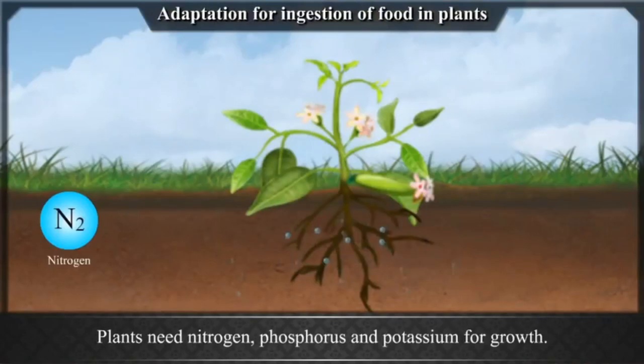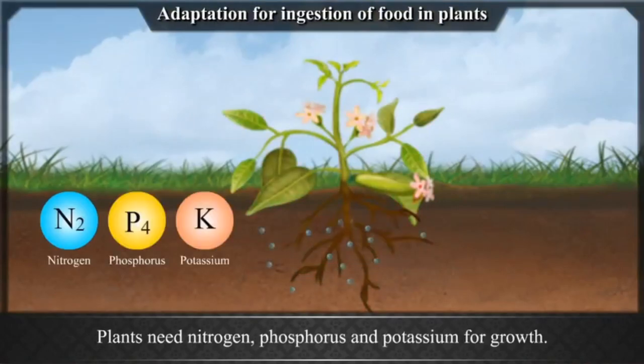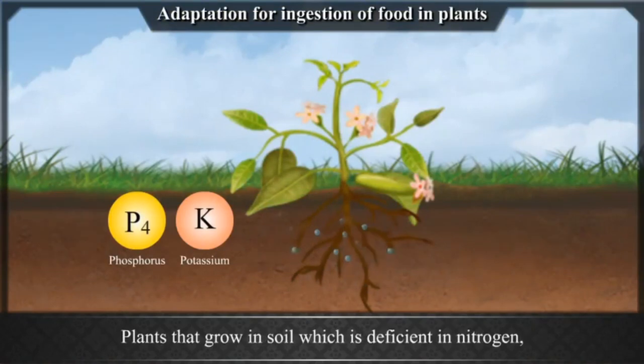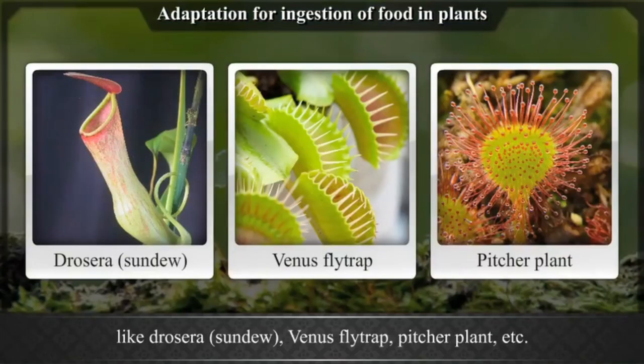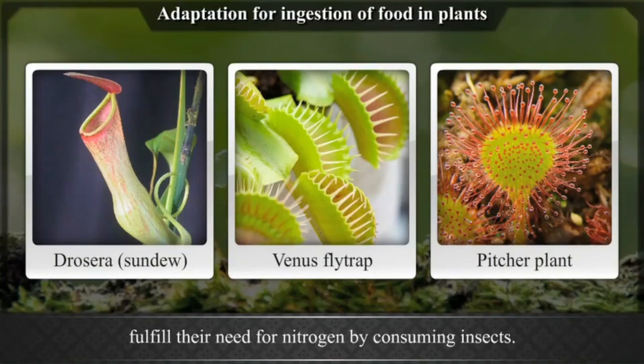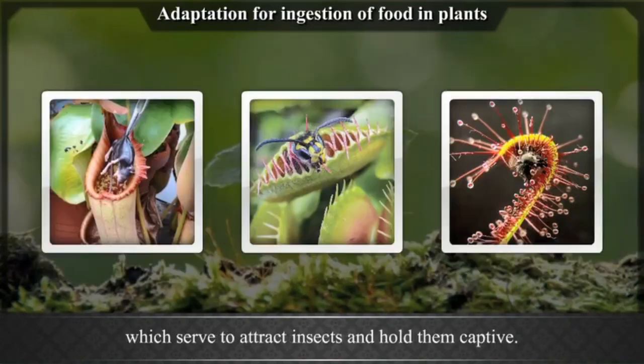Plants need nitrogen, phosphorus, and potassium for growth. Plants that grow in soil which is deficient in nitrogen, like Drosera or sundew, Venus flytrap, pitcher plant, etc., fulfill their need for nitrogen by consuming insects. Adaptations are seen in these plants, which serve to attract insects and hold them captive.